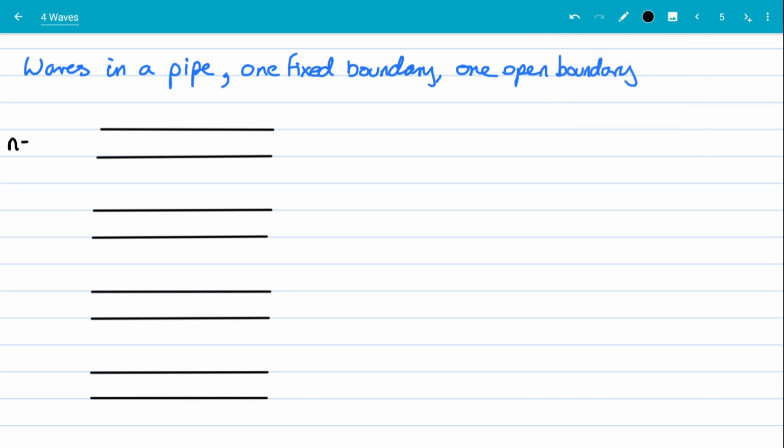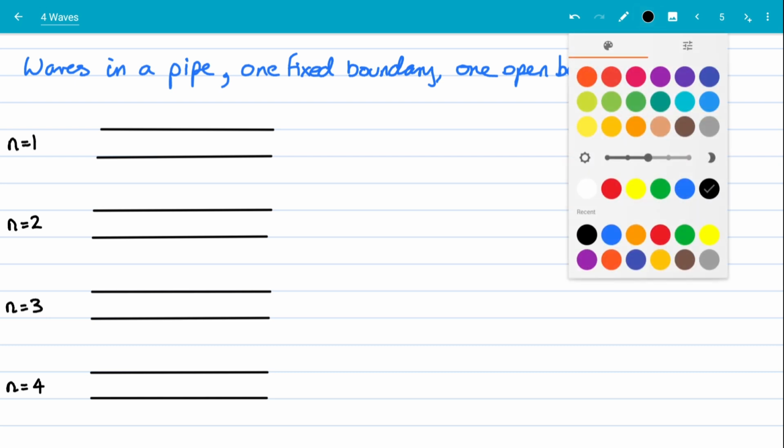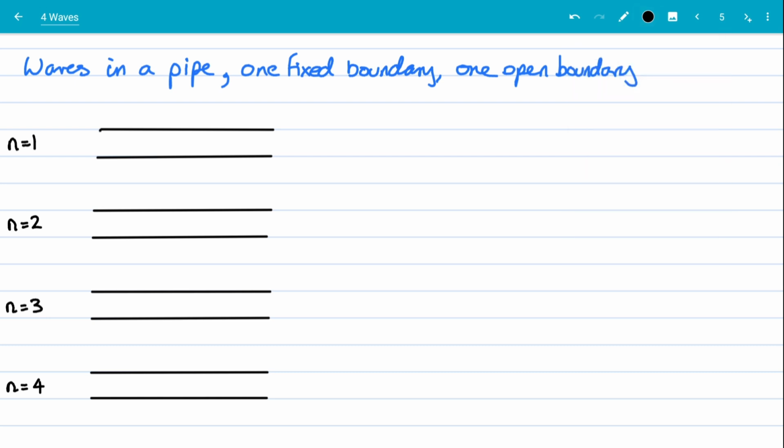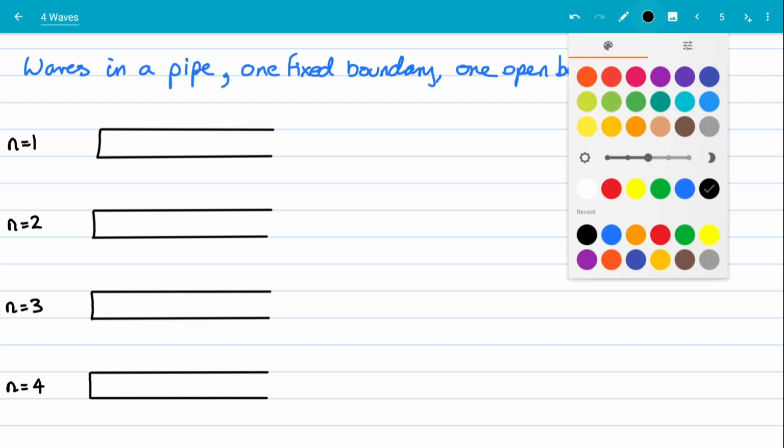This is n equals 1, the fundamental mode. This is n equals 2, the first overtone. This is n equals 3, the second overtone. This is n equals 4, the third overtone, the fourth harmonic. And we need to make it bound. So we're going to fix this side, like this. And then somehow we're going to cause the air inside this pipe to vibrate.